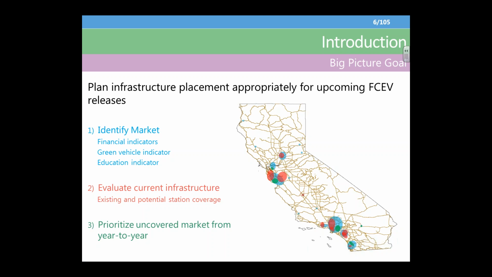And more importantly, we want to do this year to year. AB8 is, of course, a multi-year program, and so we're going to need to do this analysis continually as the years go on. So each year that solution might change. The relative importance of different areas might alter based on new stations being built or new information that we get from stakeholders.